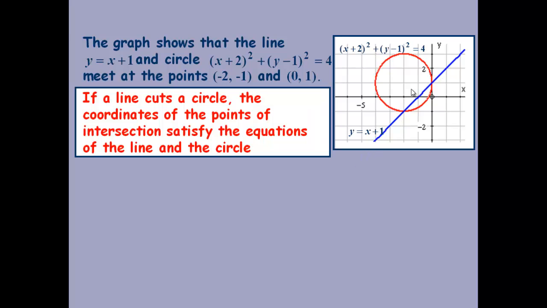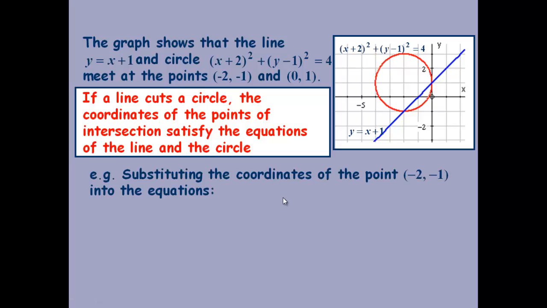When a line and a circle meet, as we know, when any line and curve or 2 lines meet, at the points of intersection the x and the y values are the same. In other words, the coordinates satisfy the equations of both. So if we substitute these coordinates from this point into the equation of the line, we can see that it works, that the right-hand side is equal to the left-hand side.